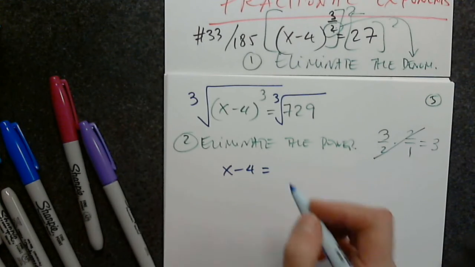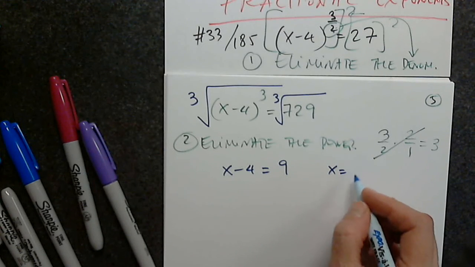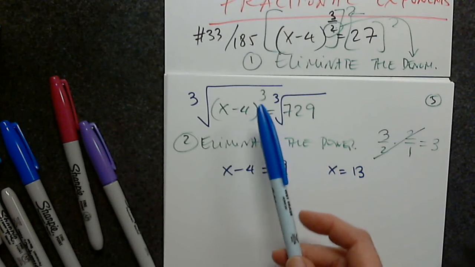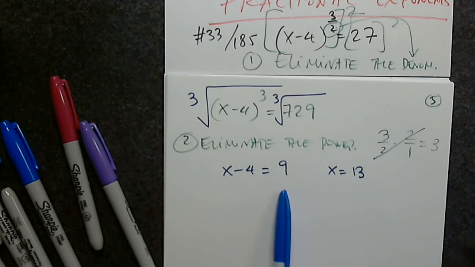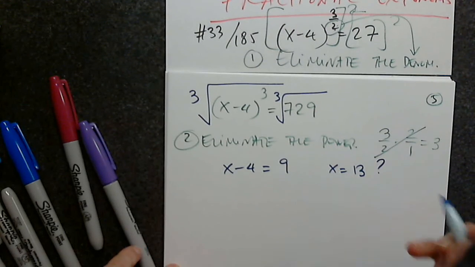So then x minus 4 equals 9. The cube root of 729 is 9. And then x equals 13. Because we squared both sides, we have to go back and check. If you remember from radical equations, always go back and check when you raise both sides to a power. So here was the answer. I added 4 to both sides to get x equals 13, and this is a question mark now.